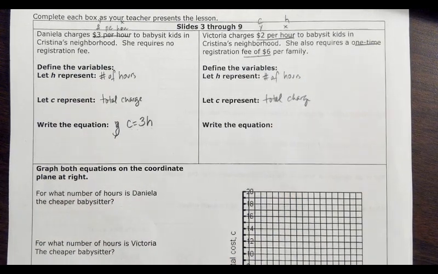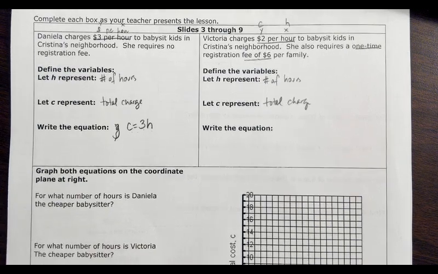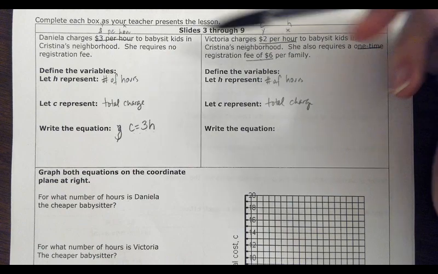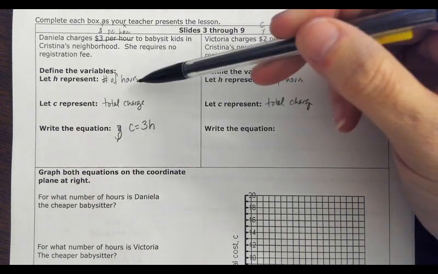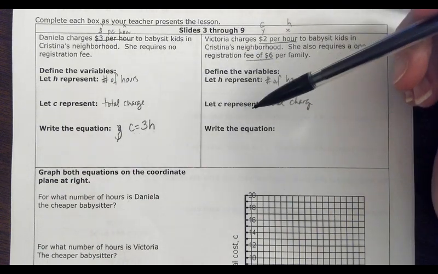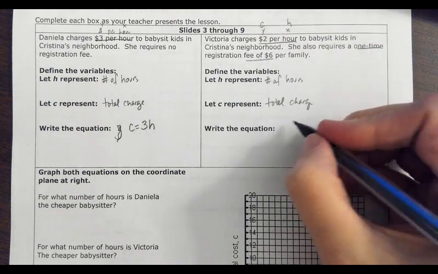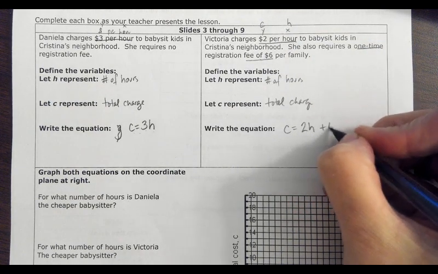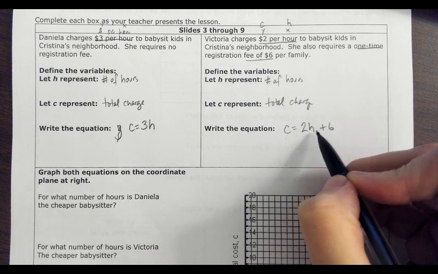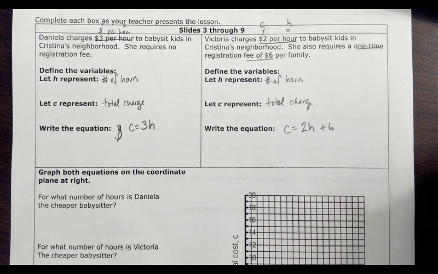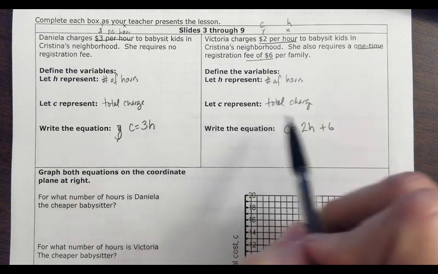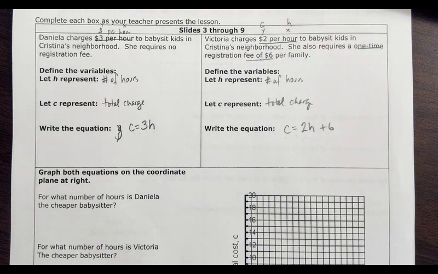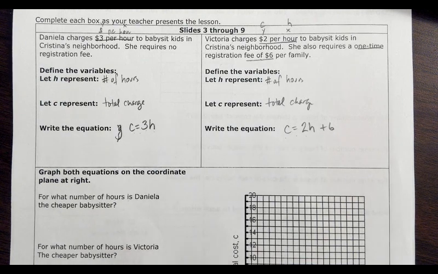So that's the reason why this is considered to be a system: I have two situations, two equations, and the variables are the same in these two situations. My equation for this one is C equals 2H plus 6. The cost is $2 per hour plus a $6 fee. In these two equations, the C and the H both represent the same thing, and that's what makes this a system.